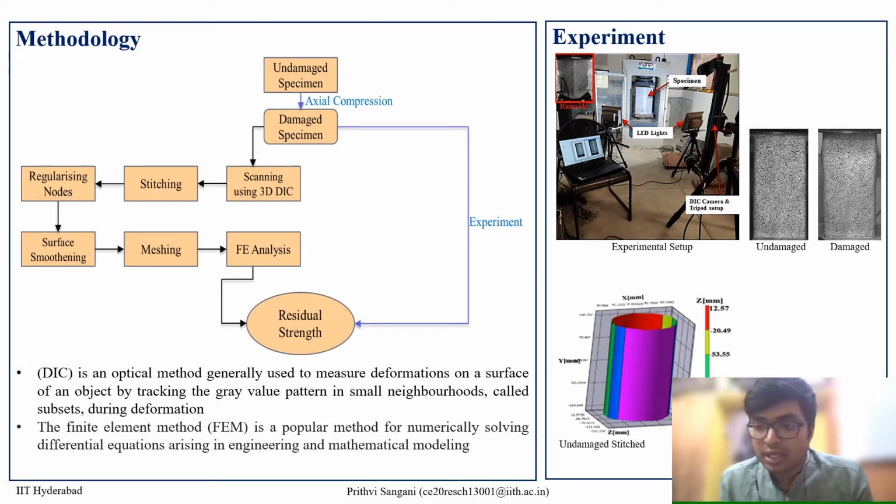Coming to the experimental setup, compression testing machine of 5000 kilonewtons capacity is used. We can see the images of undamaged and the damaged square specimen on the right side of the experimental setup. The stitching procedure which is proposed in the methodology is validated by performing the stitching on undamaged circular tube, and the diameters are compared and observed to be the same.